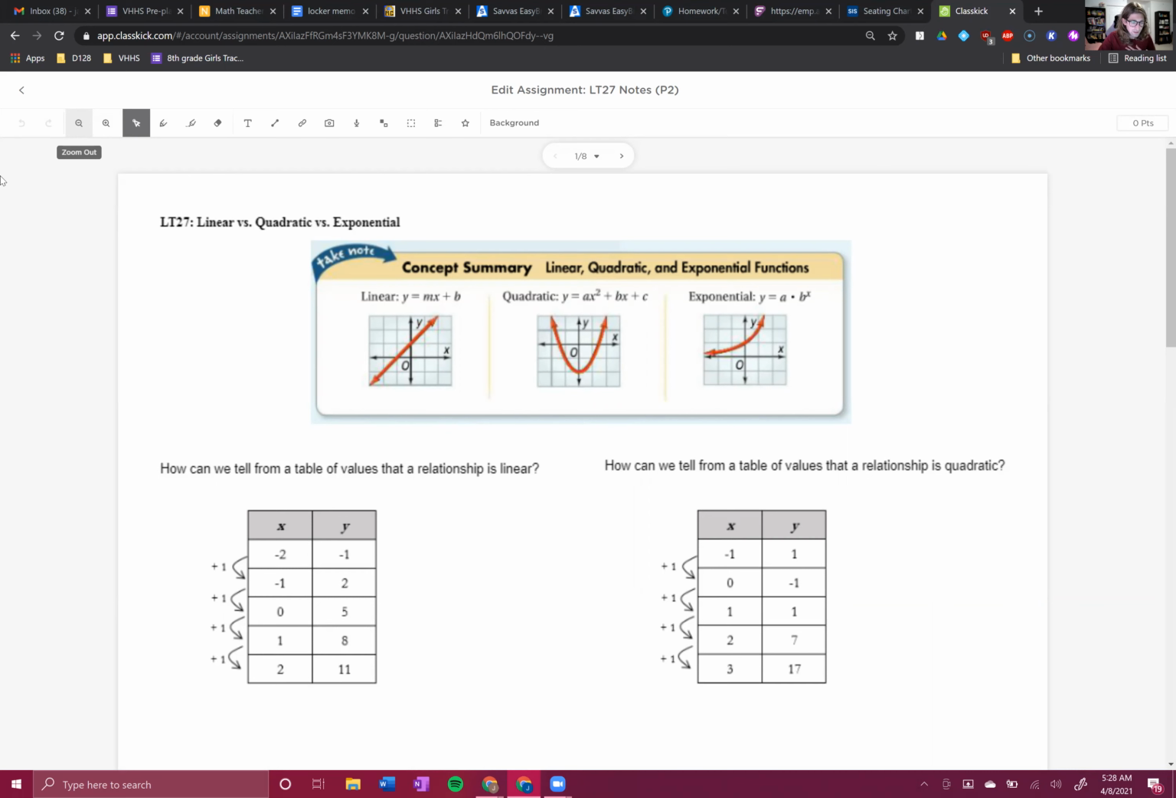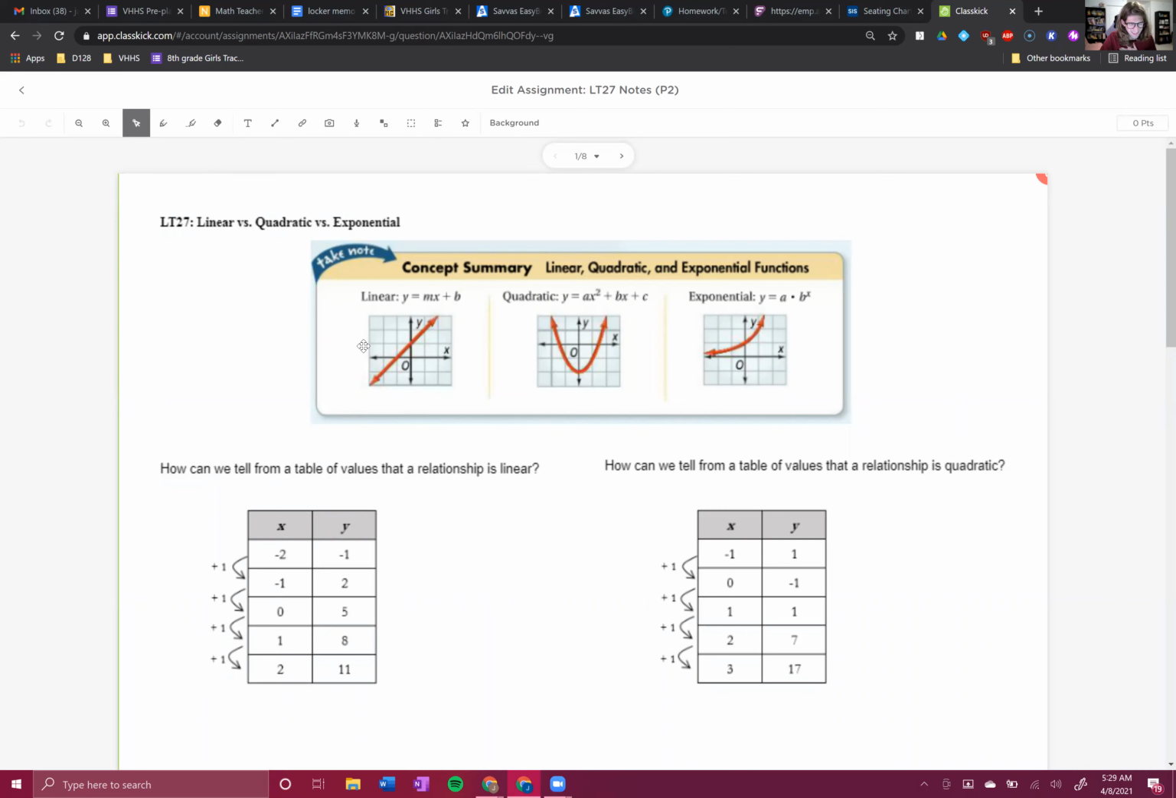So LT27, our last learning target before we are taking our quiz, and again, our quiz is going to be sometime next week, is about the difference between linear, quadratic, and exponential relationships. The very first picture, the top of page 1, gives you an idea of what these graphs look like.